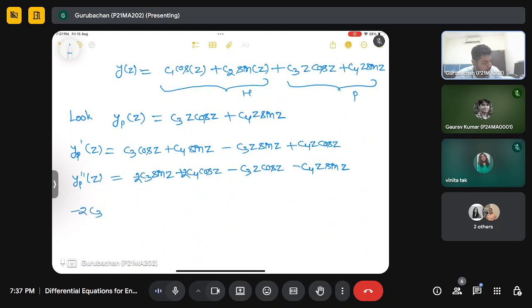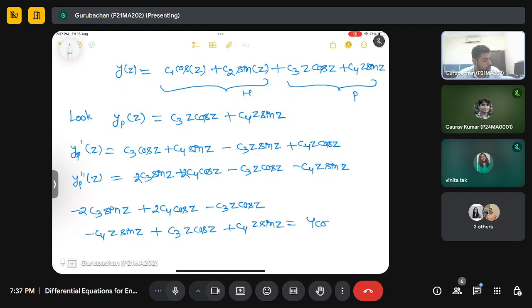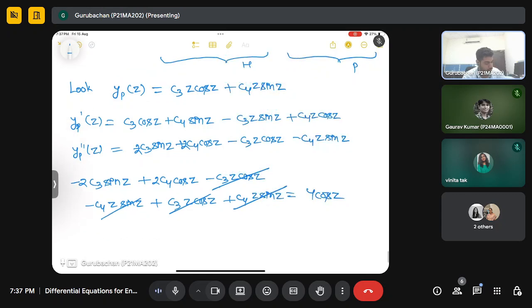Minus 2C3 sin z plus 2C4 cos z minus C3z cos z minus C4z sin z plus C3z cos z plus C4z sin z, and this will be equal to 4 cos z. So if we compare, this will cancel out. Anything more is cancelling out? This will cancel out too. So we will be left with this.